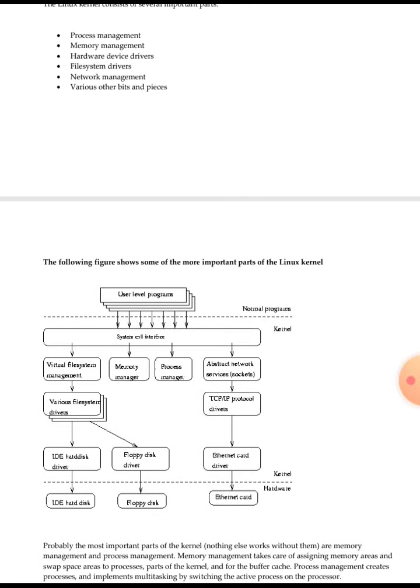In this diagram we can see how various processes are undertaken by the kernel, which includes virtual file system management, memory management, process management, and after that abstract network services. It has all those storages and resources which are needed for carrying out an operation. So these make up the kernel.